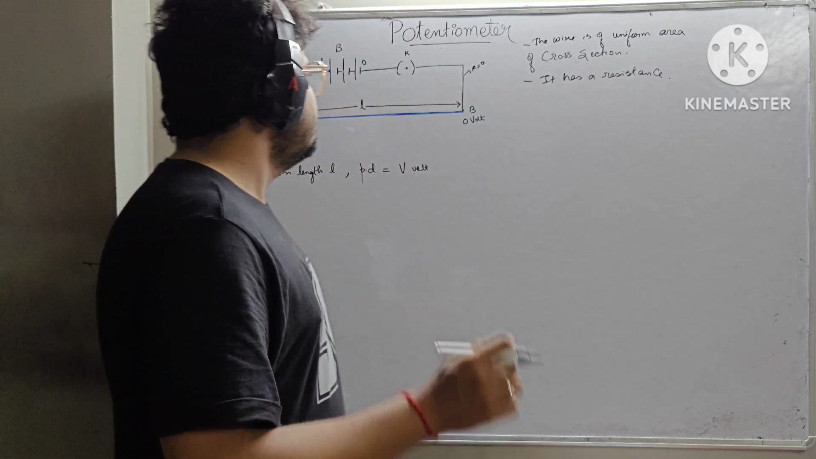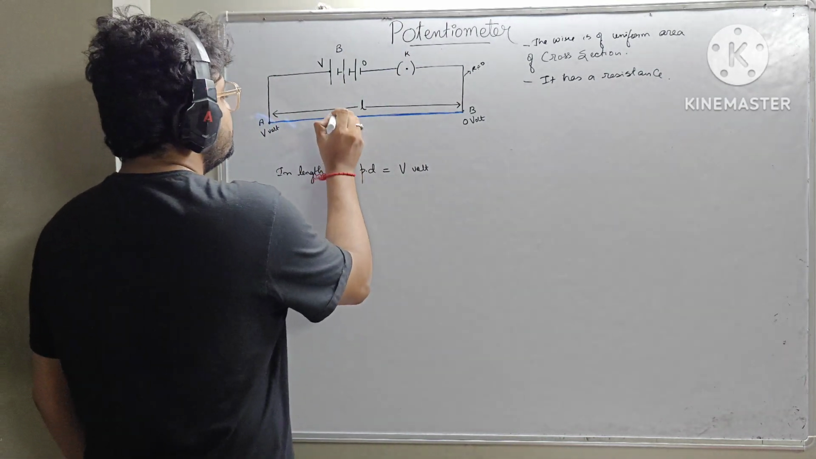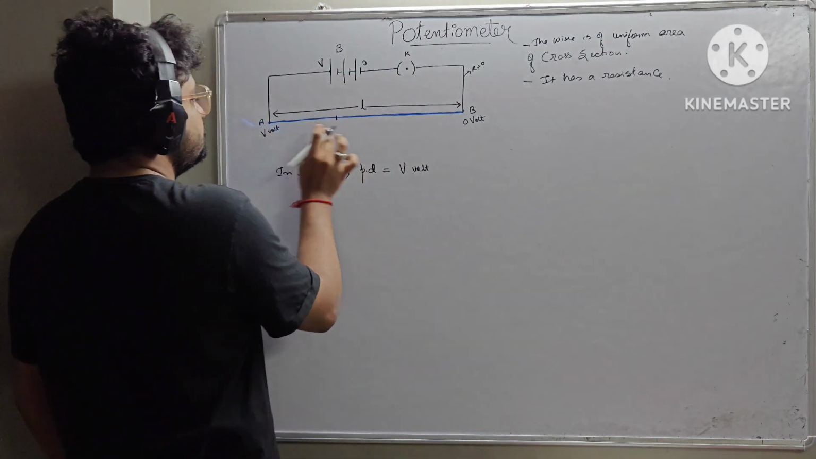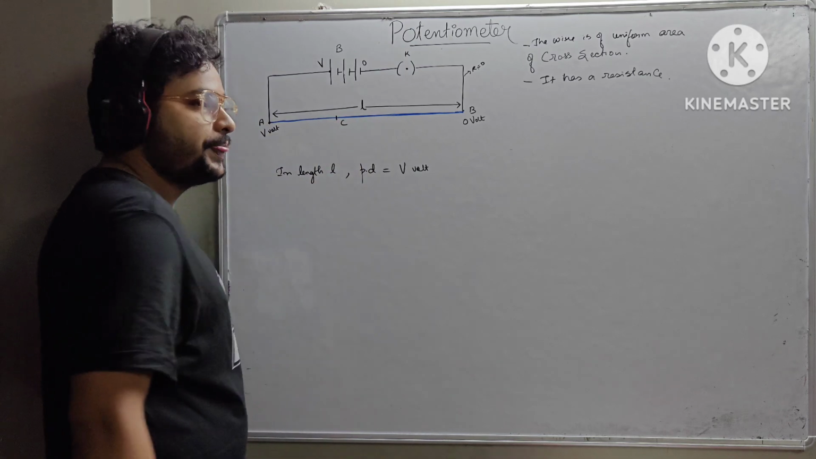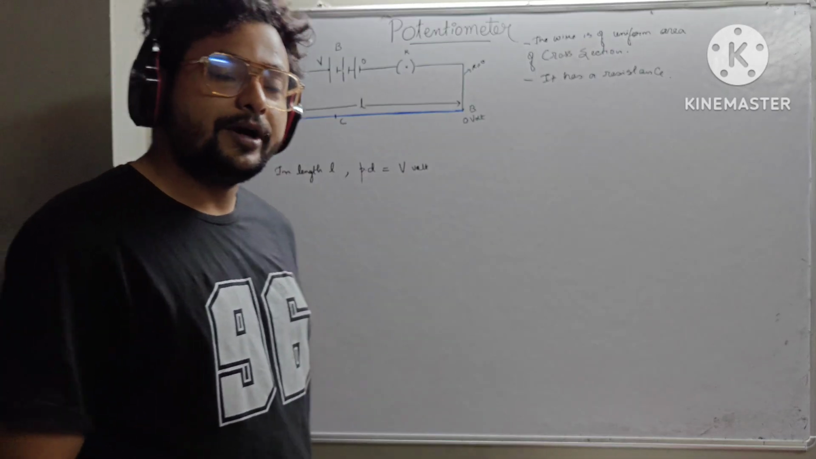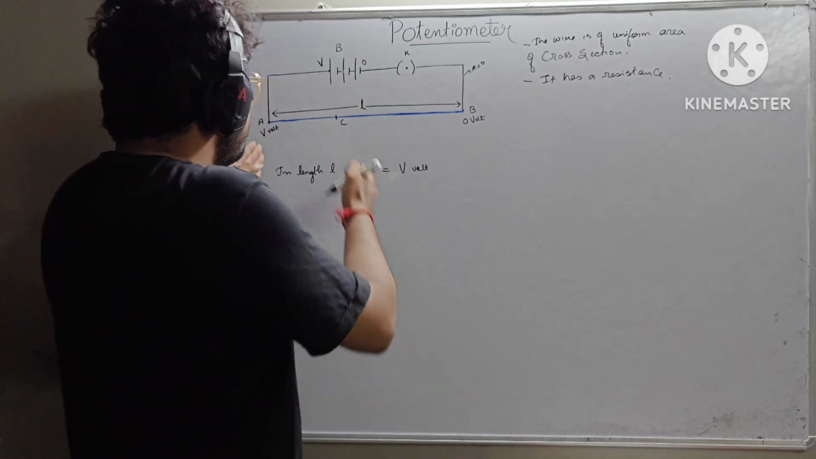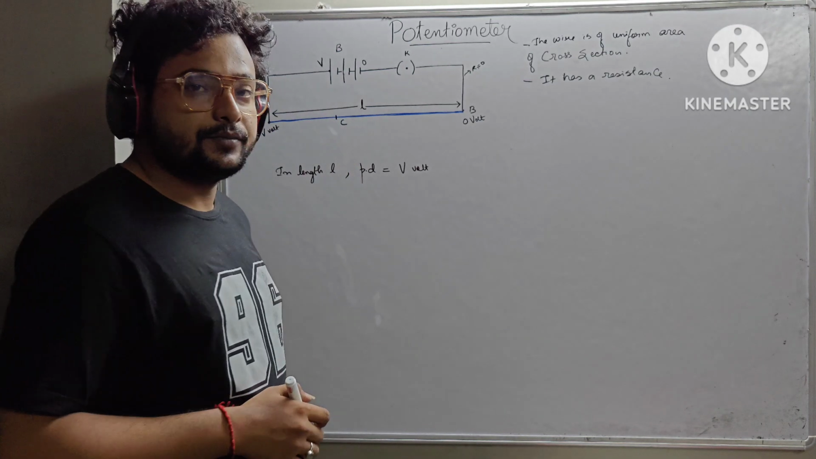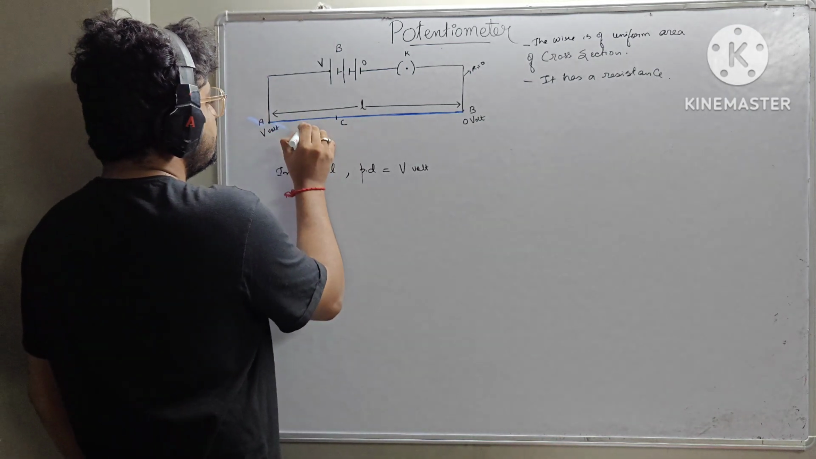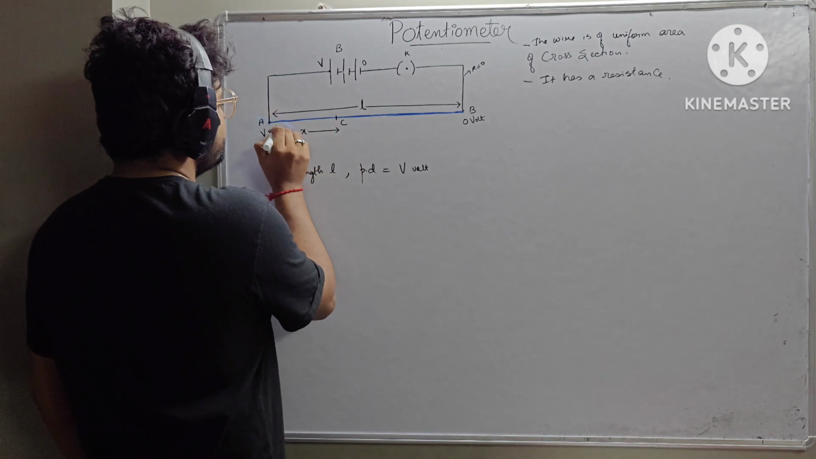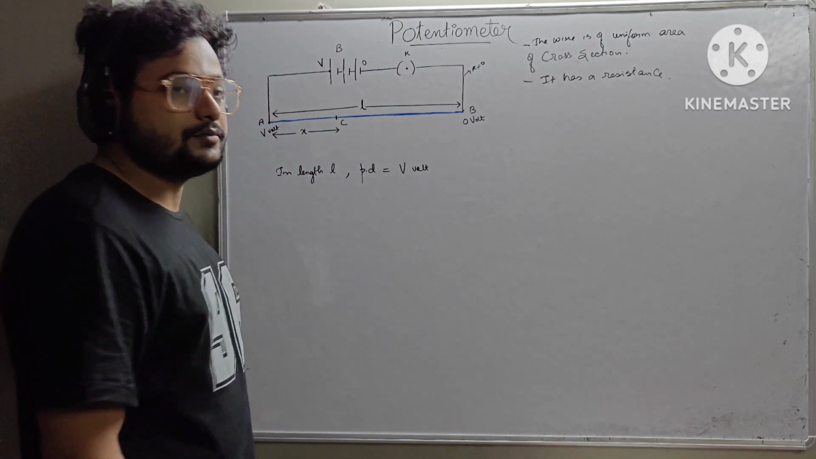Now suppose I want to measure the potential difference between these 2 points, A and C. Here I have marked one more point, that is C, and I want to know the potential difference between these 2 points. Suppose the length from this side is X.